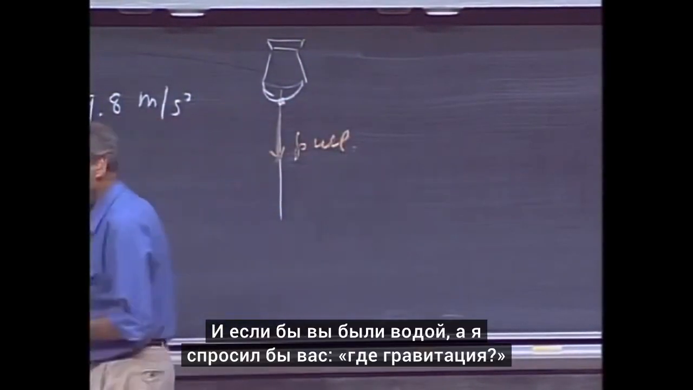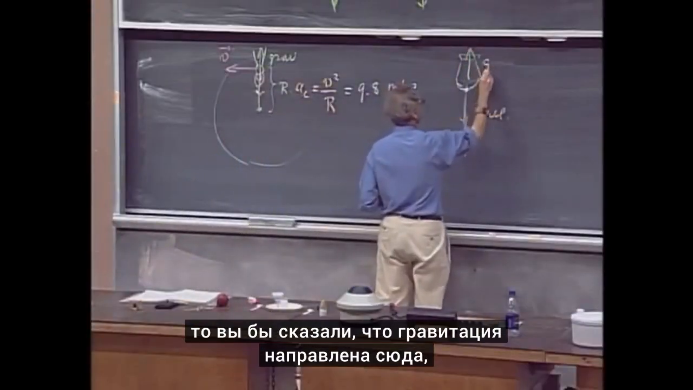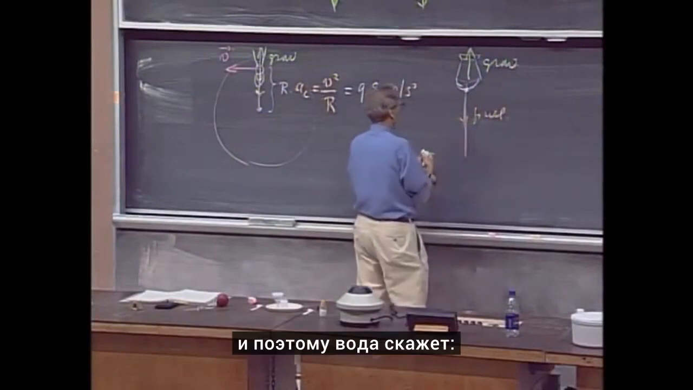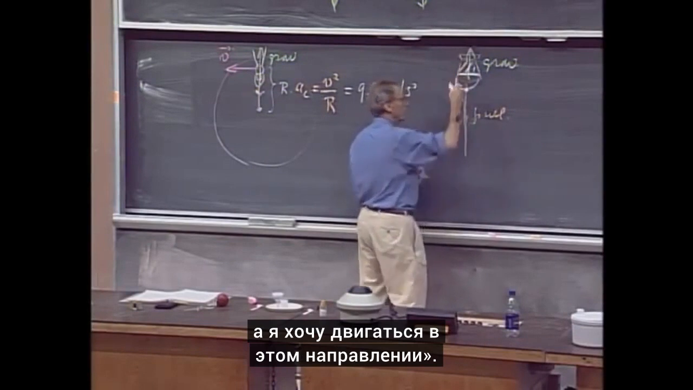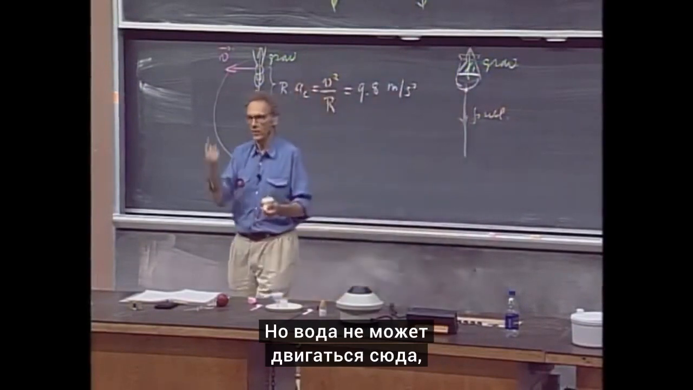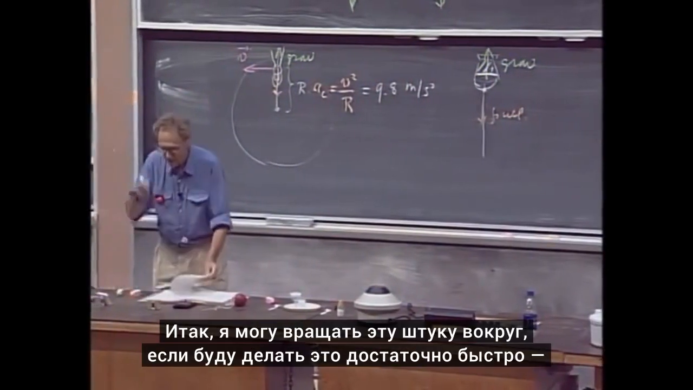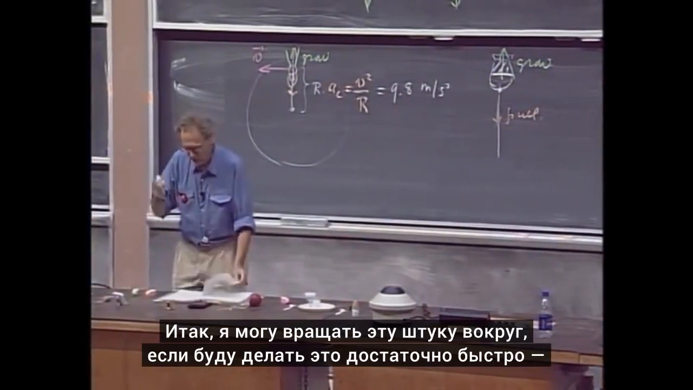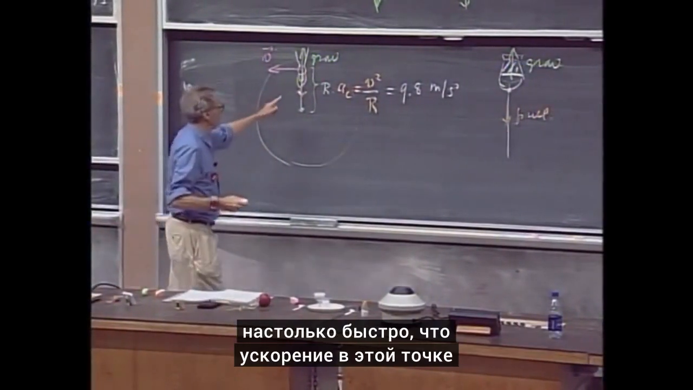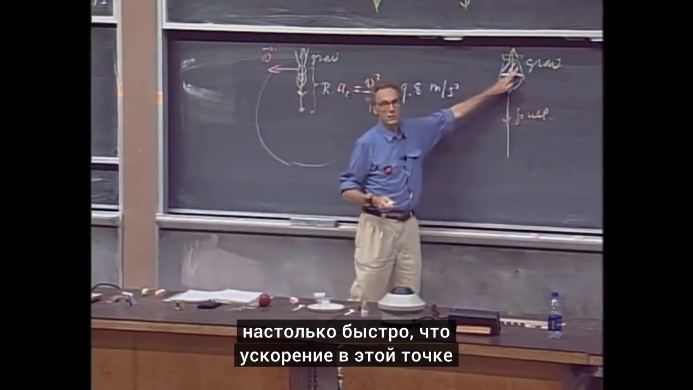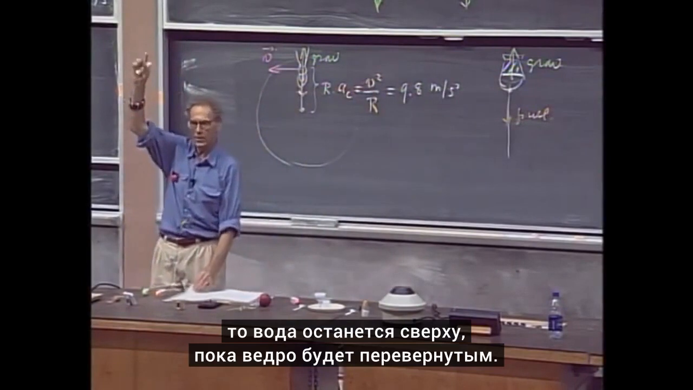So if you were the water, and I asked you where is gravity, you would say the gravitational direction is in this direction. And so the water will say, okay, fine. Then this will be my surface, and I want to go in this direction. But the water can't go in that direction, so it will just stay there. So I could swing this thing around, if I do it fast enough, so fast that the acceleration at this point here must be larger than 9.8. The water will stay up while the bucket is upside down.